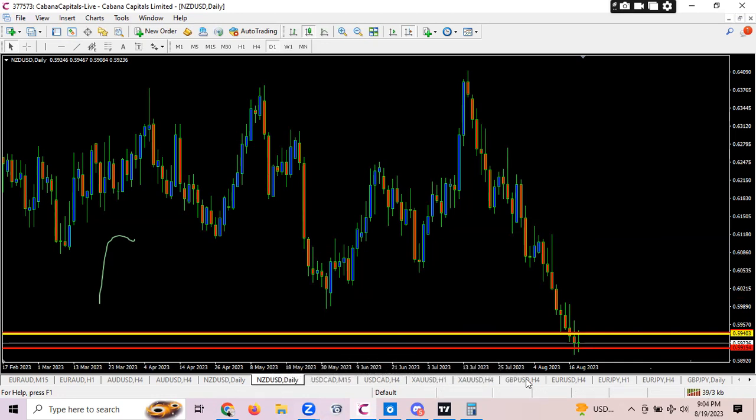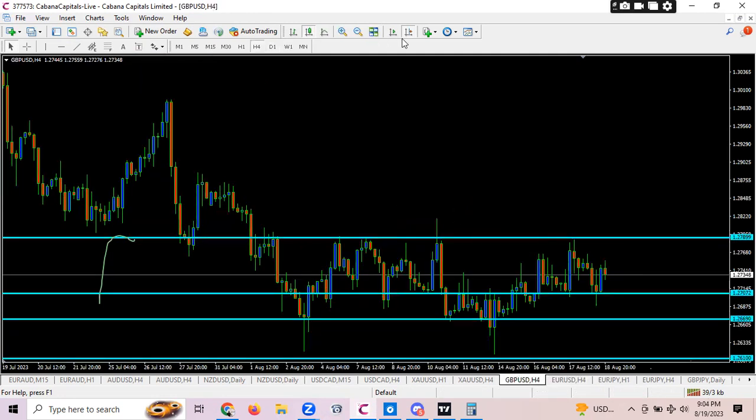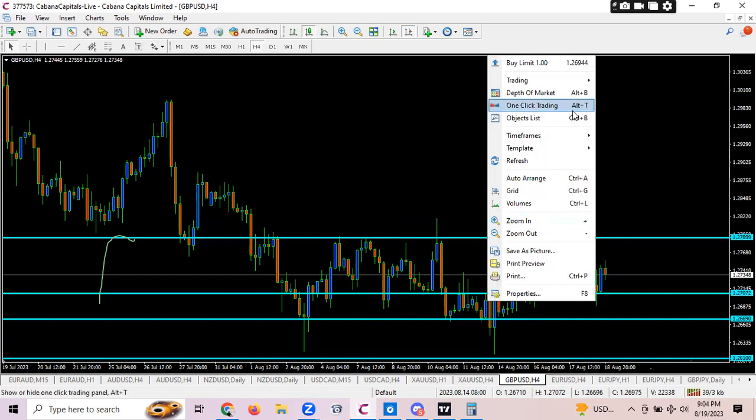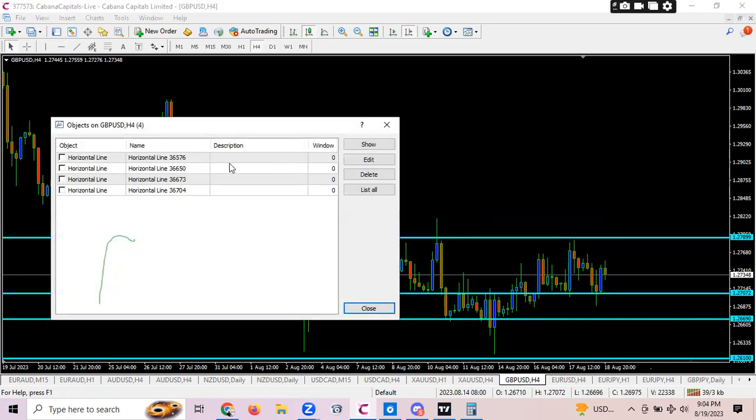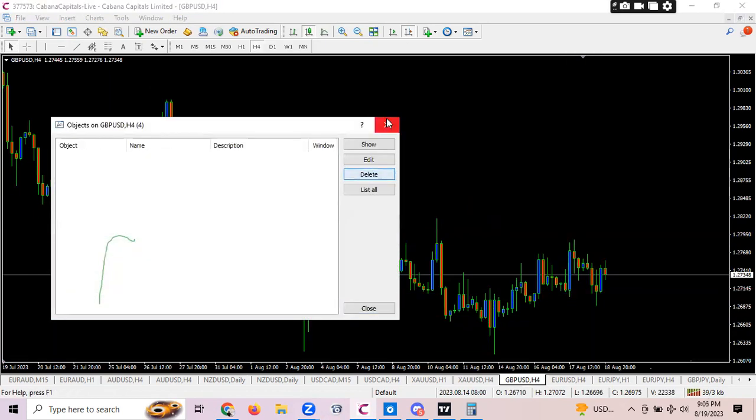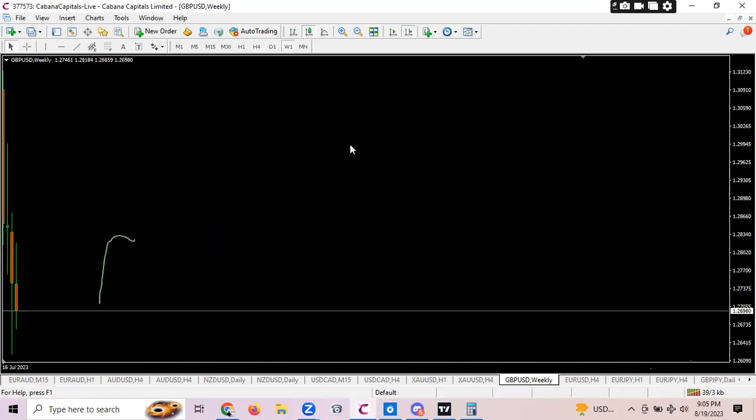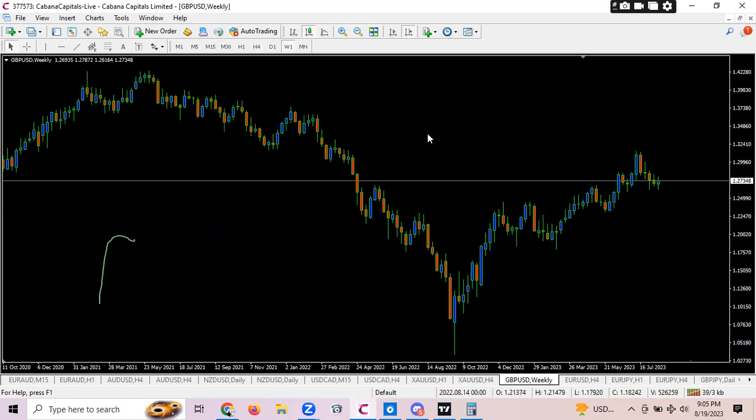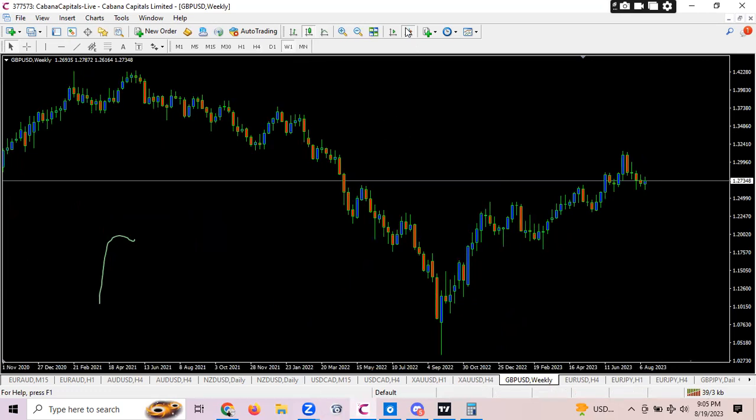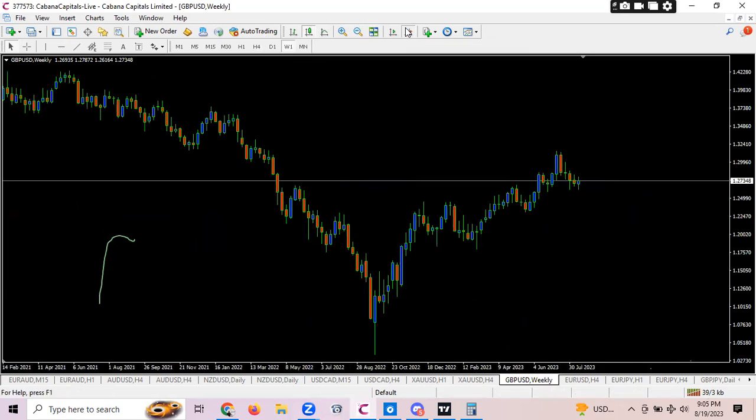Let's look at GBP USD. We should have a similar setup on GBP USD. You can see GBP USD has been ranging for some time. So technically, GU is bullish. It is bullish technically.